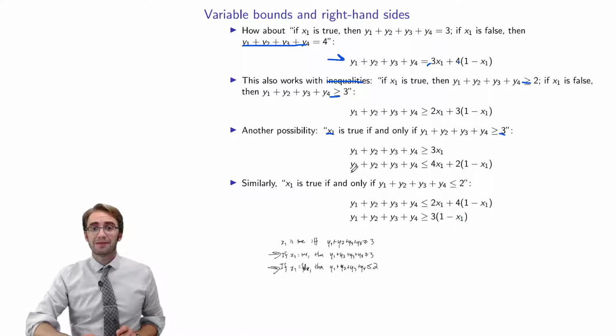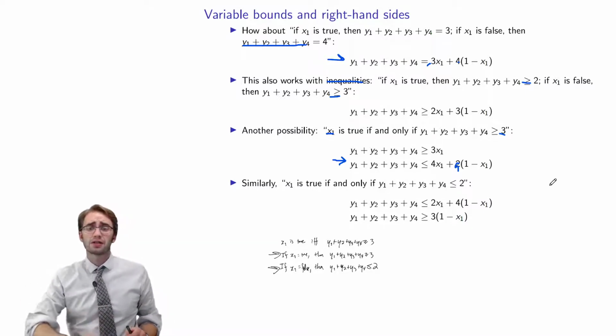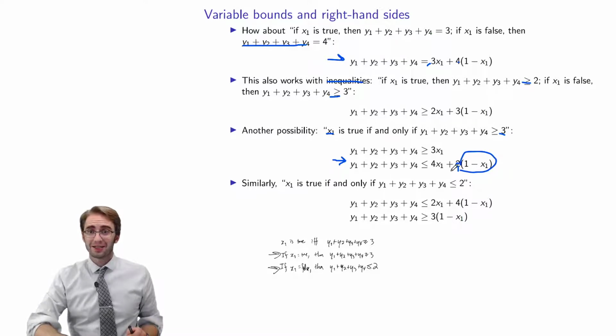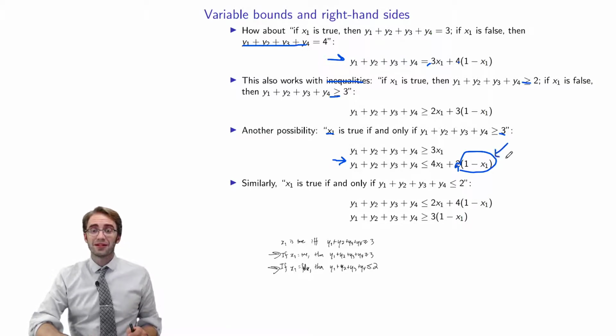And I claim that this bottom expression is what captures that. Okay, what have I done here? I've taken a 2, which is the 2 on the right-hand side of the constraint we want. We want to be less than or equal to 2. I took that 2, and I multiplied it by 1 minus x1. Right? What does this do? If x1 is false, then 1 minus x1 is 1, because x1 is 0. And so this thing becomes a 2. And if x1 is false, again, this thing gets zeroed out. Okay, so if x1 is false, then the right-hand side here is a 2.